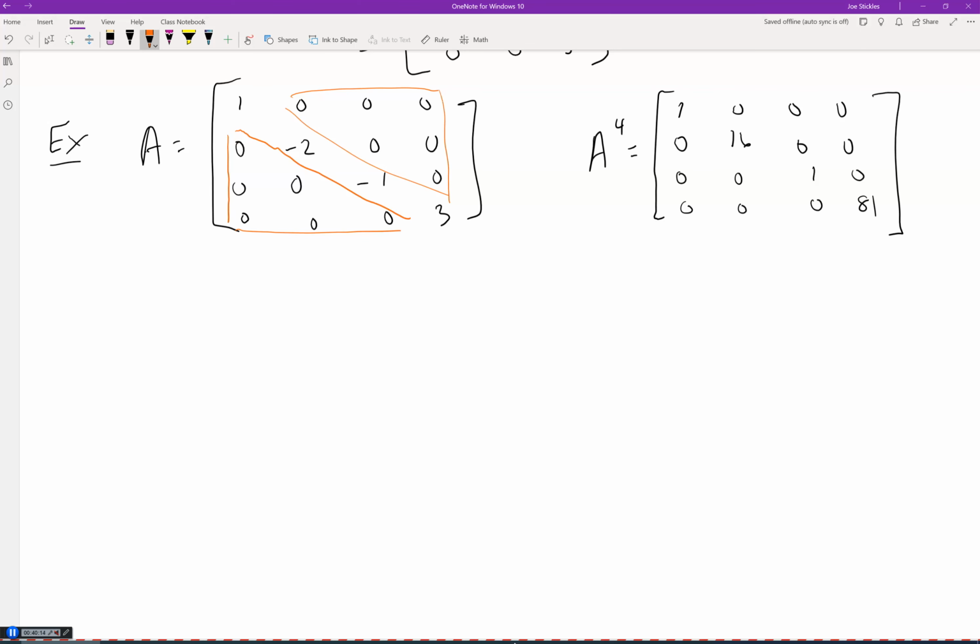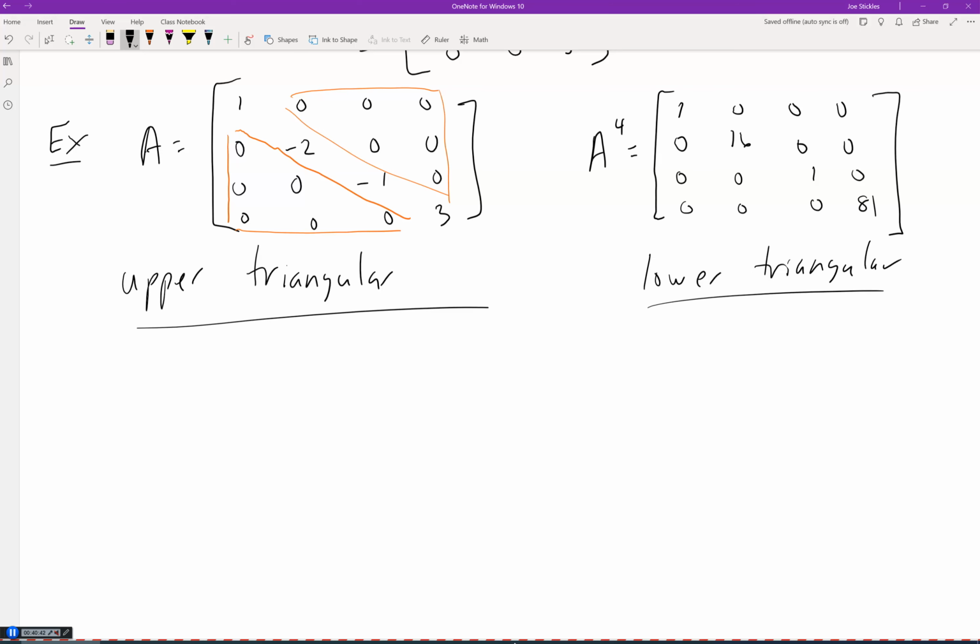Okay? So we have two other types of triangular matrices based on where the non-zero entries are. Okay? So we have what are referred to as upper triangular matrices and lower triangular matrices. So let me just write down an example of each, and then we'll write down an actual formal definition.